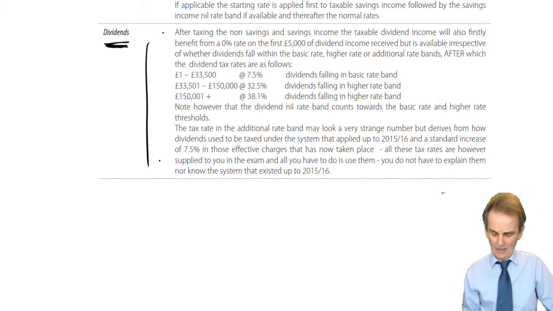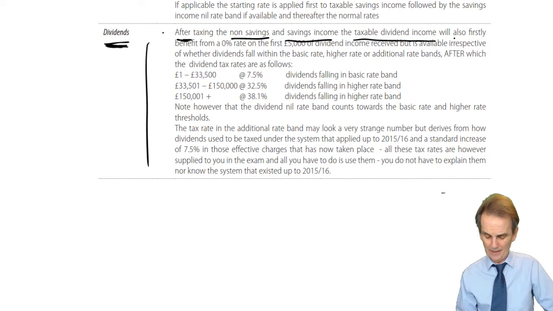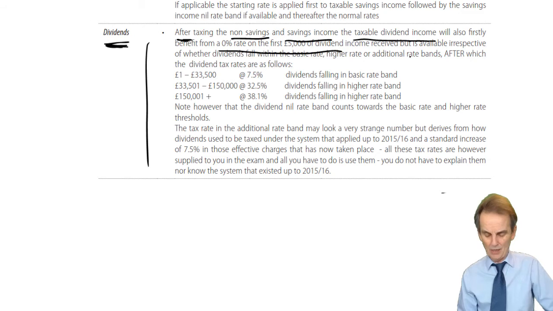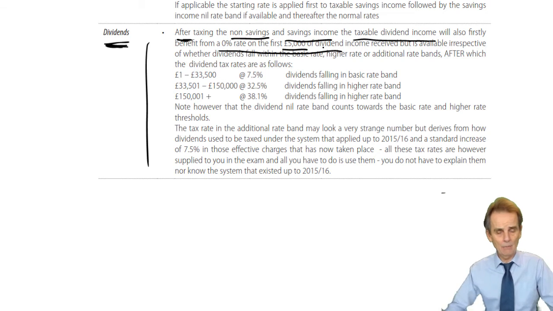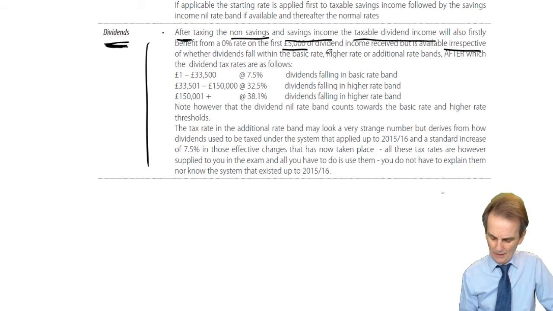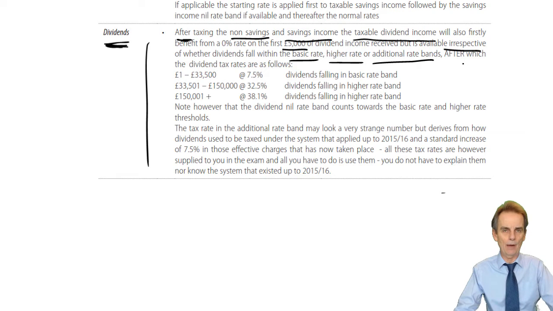Let's have a look at our notes here. We've agreed that after taxing, firstly non-savings, then savings income, we then move on to the taxation of the taxable amount of the dividend income. And it will firstly benefit from this 0% dividend income nil rate band. It's the first £5,000, irrespective of whatever level of taxpayer we are, whether we're basic rate, higher rate, or additional rate. Every one of us benefits from a £5,000 dividend income nil rate band.